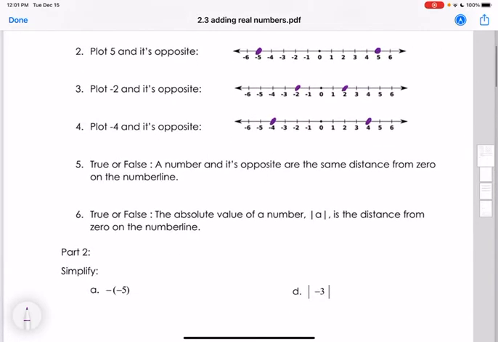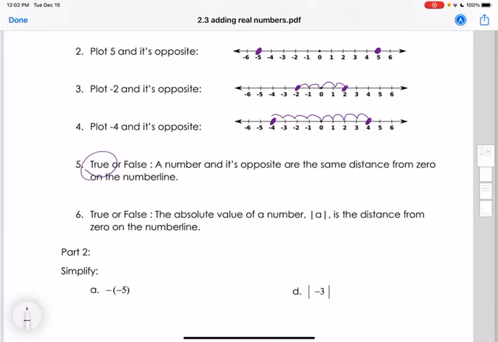Now, true or false, a number and its opposite are the same distance from 0 on the number line. What do you think? Well, we could count. Let's go with this number 4 here. There's 1, 2, 3, 4, and then 1, 2, 3, 4. And you'll notice every single time, it's going to be the same distance from 0 on the number line. So that is true.